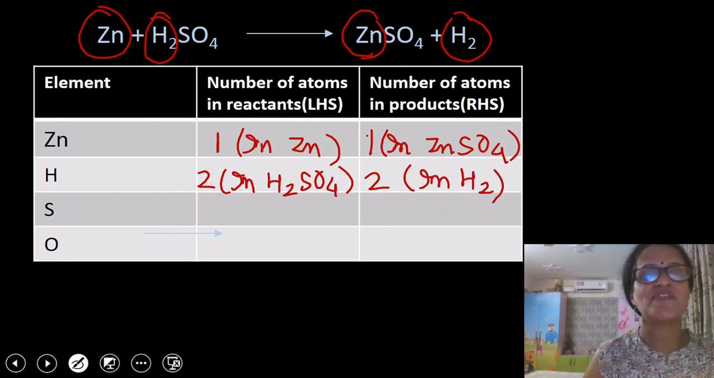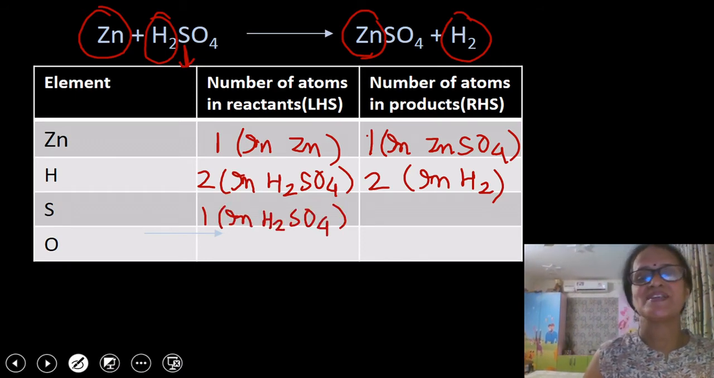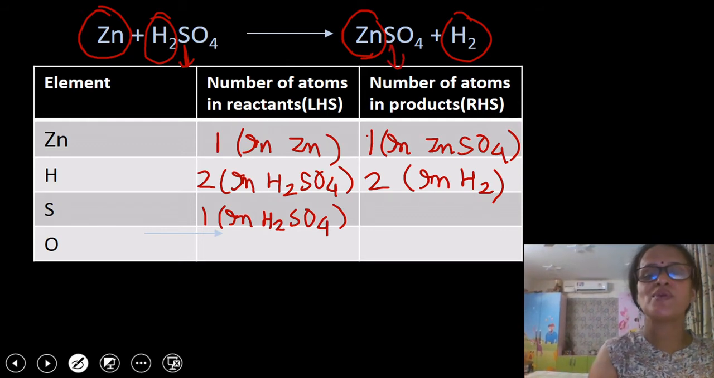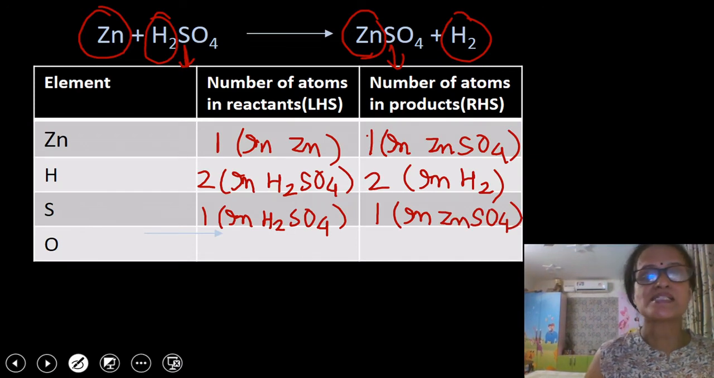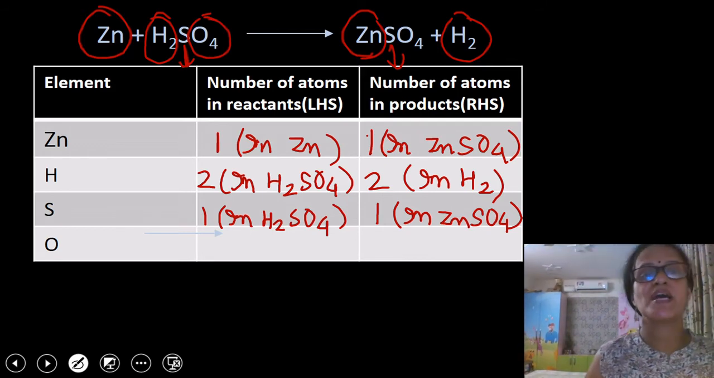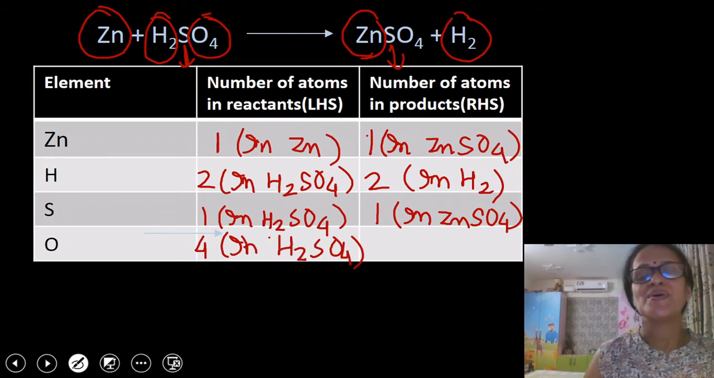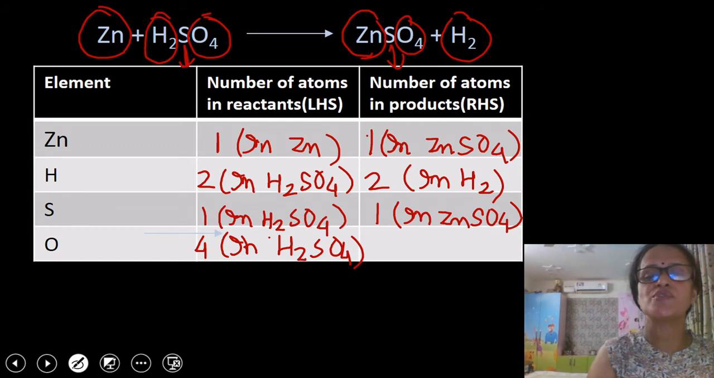Now consider the sulfur atom. Students, you can see that on the reactant side you have only 1 atom of sulfur in H2SO4. Now look at the product side. On the product side also you have only 1 atom of sulfur in ZnSO4. Now the last atom is oxygen. You can see that 4 atoms of oxygen are present on the reactant side in H2SO4. Now look at the product side. On the product side also you can see that 4 atoms of oxygen are present in ZnSO4.